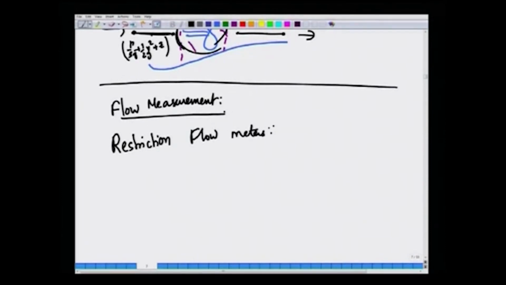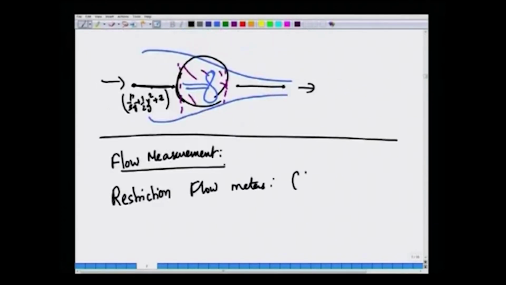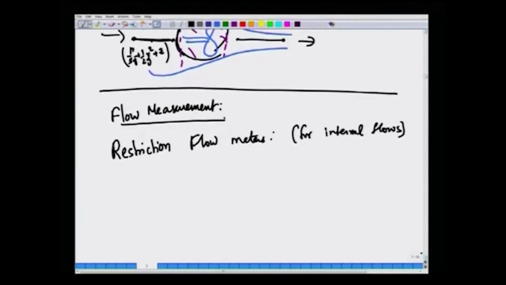Okay, for internal flows, that is, you have flow in conduits such as pipes or channels, and you want to know the flow rate that is happening inside those pipes and channels. So these flow meters look something like this.